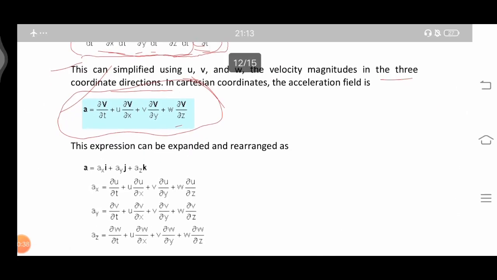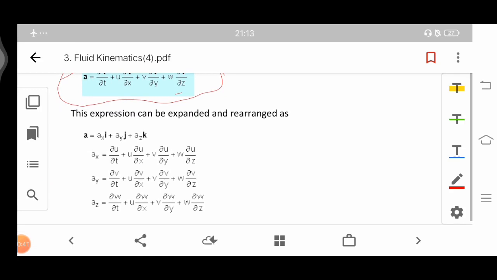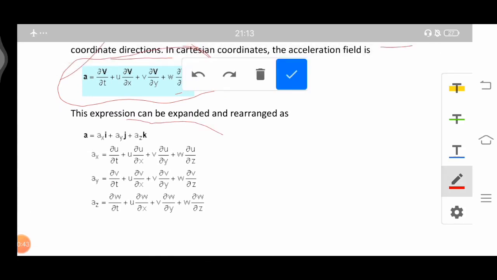And similarly, this expression can be expanded and rearranged in terms of i, j and k directions. Ax will be equal to del u upon del t plus u del u upon del x plus v del u upon del y plus w del u upon del z. So this was the acceleration in x direction. Similarly, we have acceleration in y and z direction, and the final acceleration can be obtained by this.